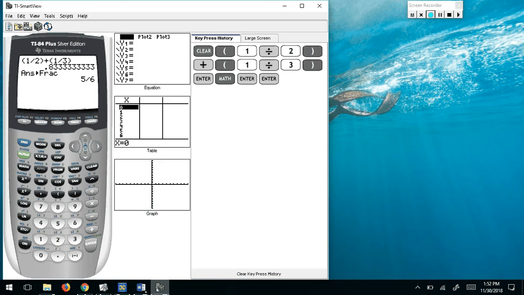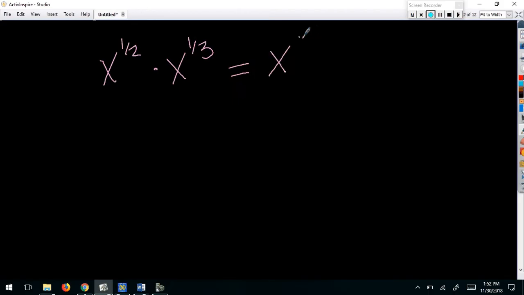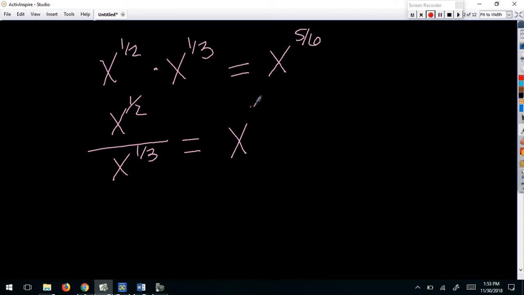All right, so quickly I'm going to run through these properties. This gave me x to the what? What was it? 5/6. What if instead of multiplying, what if I was dividing? What would I then do? You subtract. So subtract those exponents and tell me what you get. It's the same thing. The only difference is they're fractions instead of whole numbers. What is it? 1/6.